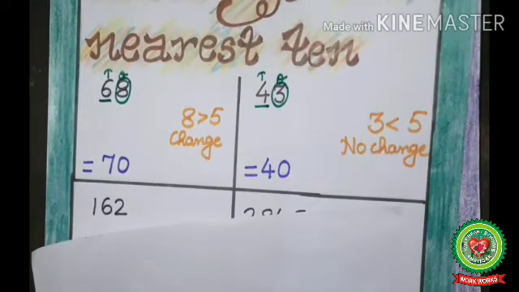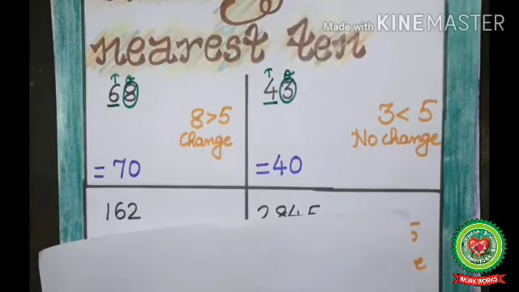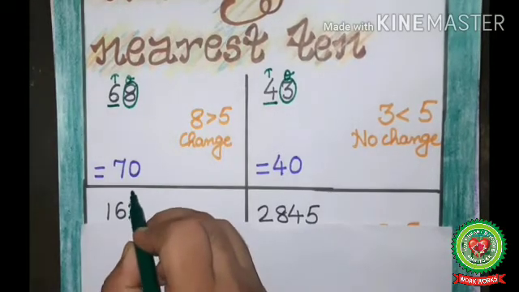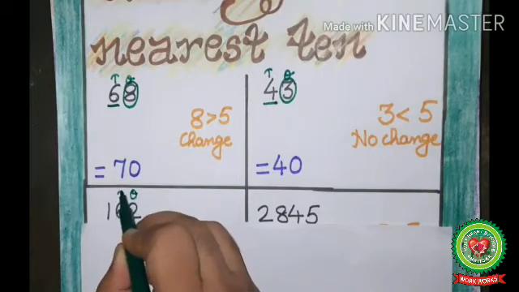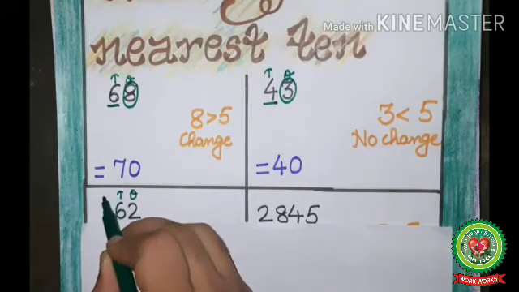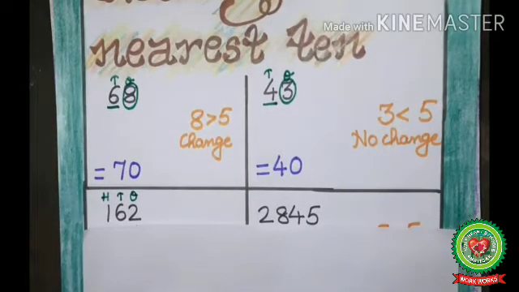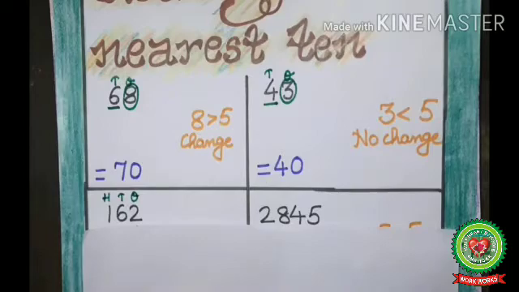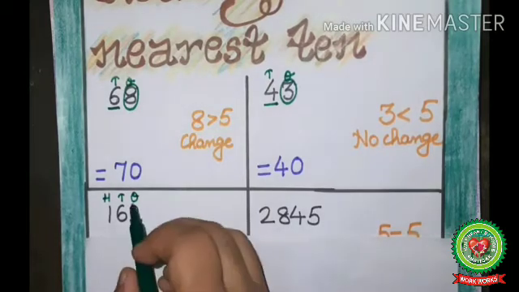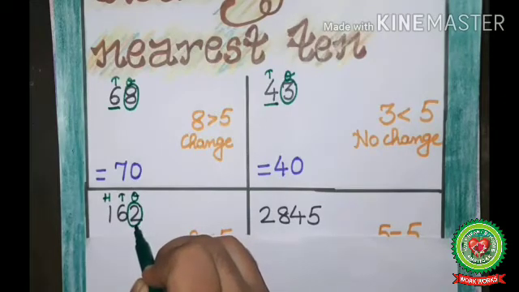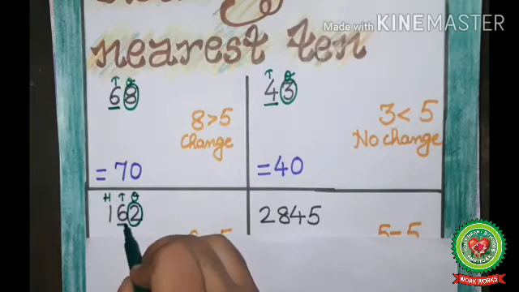162. Now students, again, what is the first step? First step is write down the place value table. Ones, tens and 100. Again, I have to round off nearest tens. So, I will circle the digit at ones place, that means 2, and underline the digit that is at tens place, that means 6.